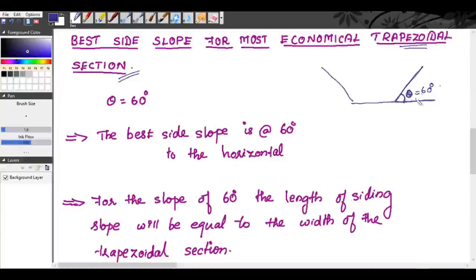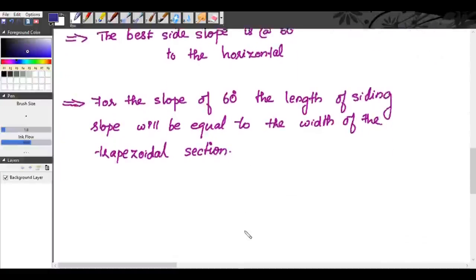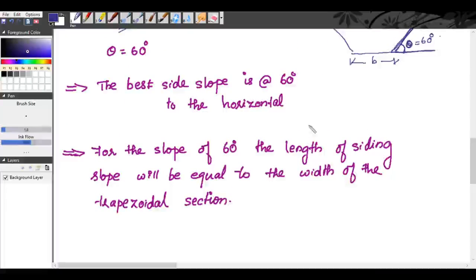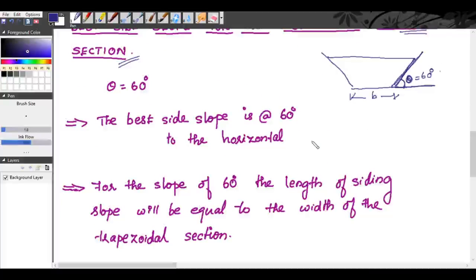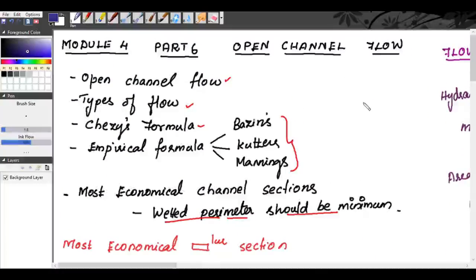So if theta is equal to 60 degree, this side slope will be equal to the depth. Sorry, not depth, the width. Side slope will be equal to width of the trapezoidal section. Okay. Now, so that is all. So these things you should remember while analyzing a trapezoidal section for the most economical trapezoidal section.